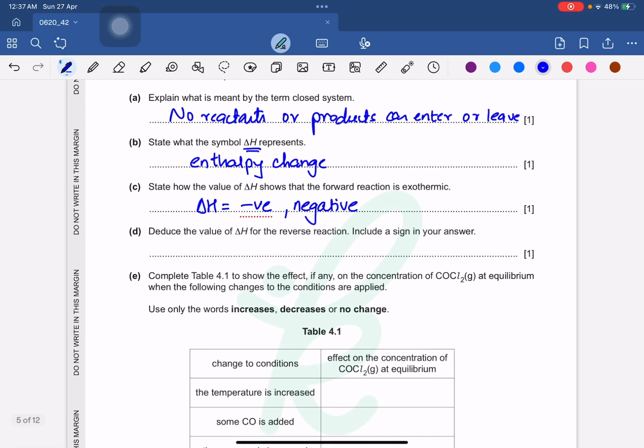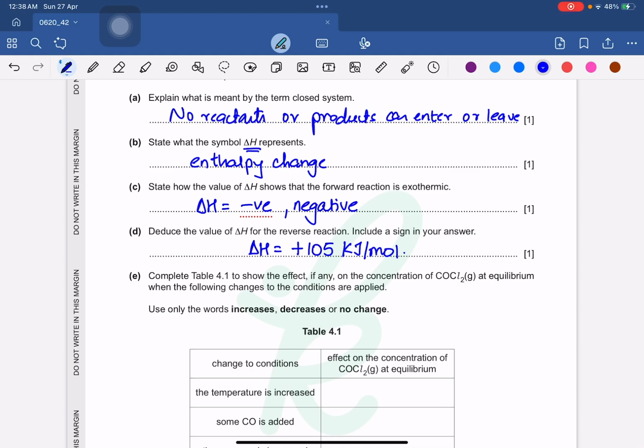Next, deduce the value of delta H for the reverse reaction. Include a sign in your answer. So for the reverse reaction, the delta H value, the magnitude will be exactly the same. It's just that the sign will be opposite. So in that case, the delta H for the reverse reaction will become plus 105 kilojoules per mole.